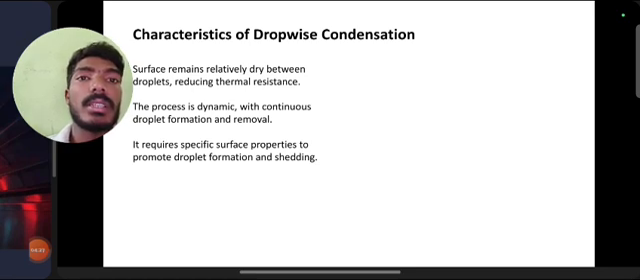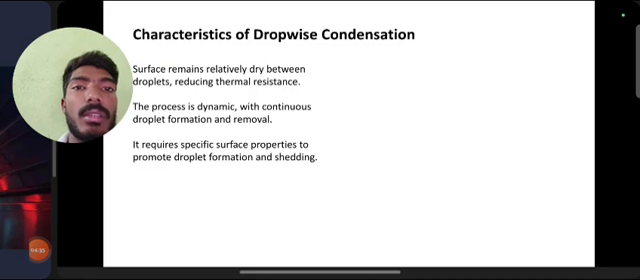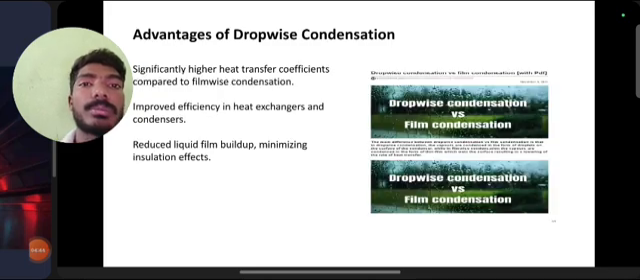Characteristics of dropwise condensation. The surface remains relatively dry between droplets, reducing thermal resistance. The process is dynamic, with continuous droplet formation and removal. It requires specific surface properties to promote droplet formation and shedding.